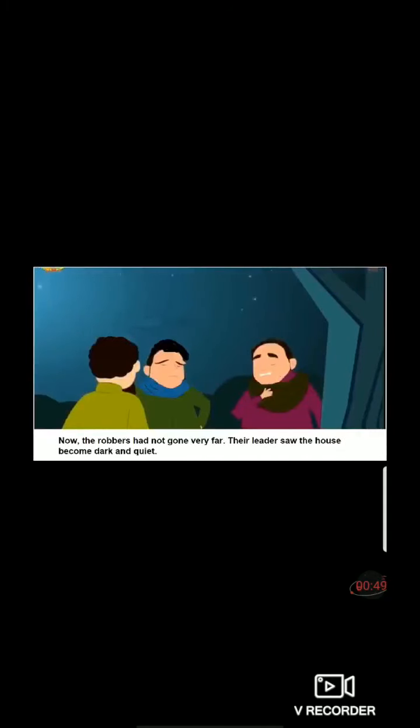Now, after that what happened? Now the robbers had not gone very far. Their leader saw the house become dark and quiet. As I told you, the four friends had their dinner and they went to sleep, right? Then what happened? The robbers had not gone very far. They were near the house only. Now what happened? The leader saw the house become dark and quiet.